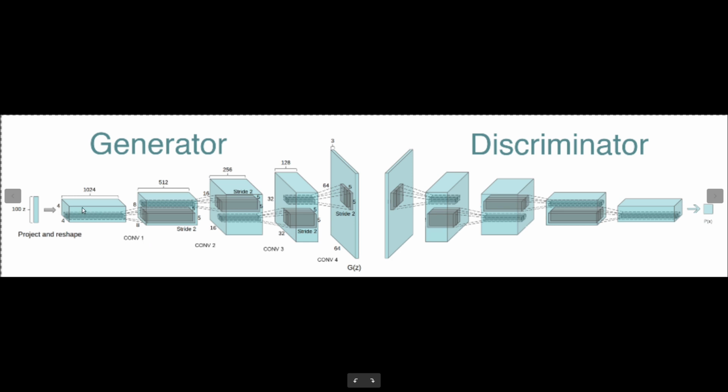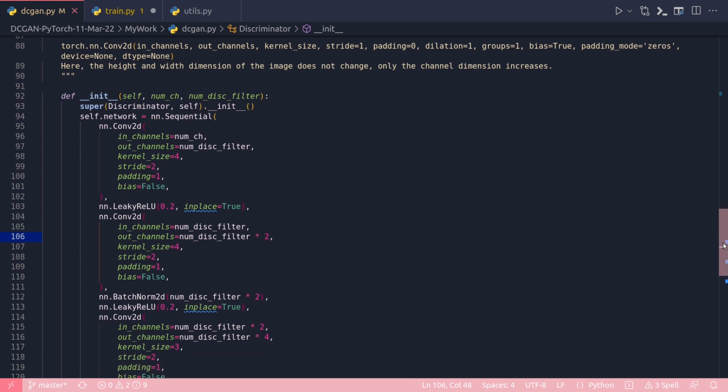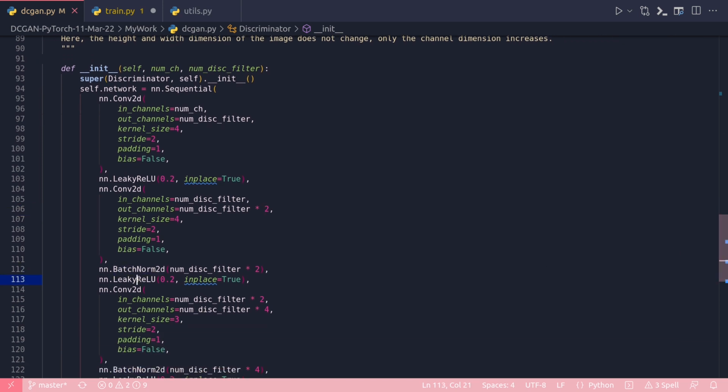Anyway, the point here is that in the generator, the number of channels will continue to decrease layer by layer, and the opposite will happen in the discriminator. Here the number of channels will continue to increase layer by layer, and that's what we will see in the code. In the second Conv2d within my discriminator class, the out channels I'm increasing by a factor of 2, and then I have the BatchNorm2d and LeakyReLU.